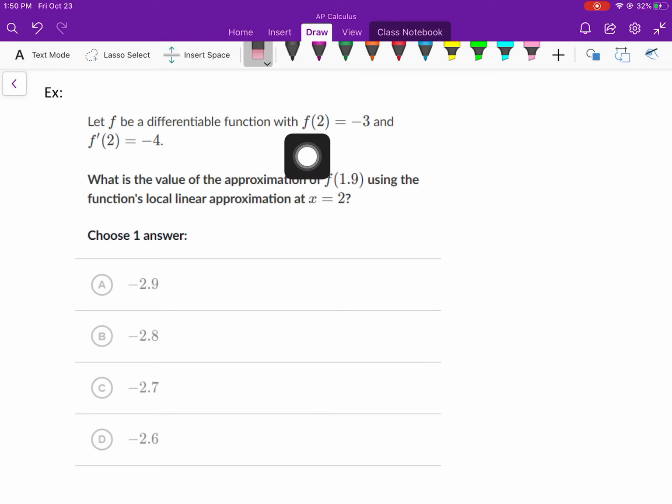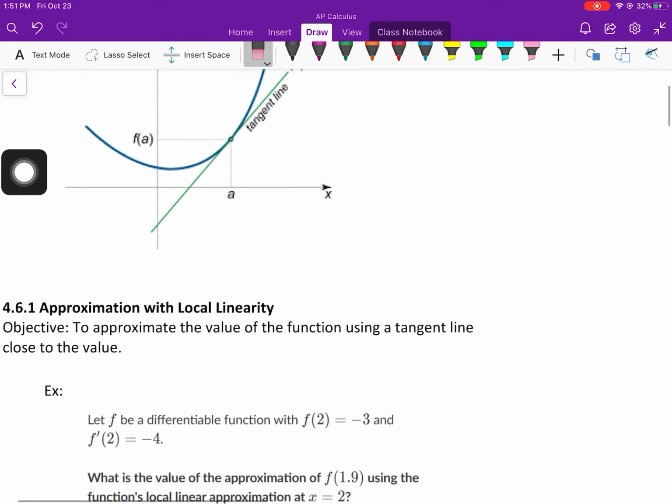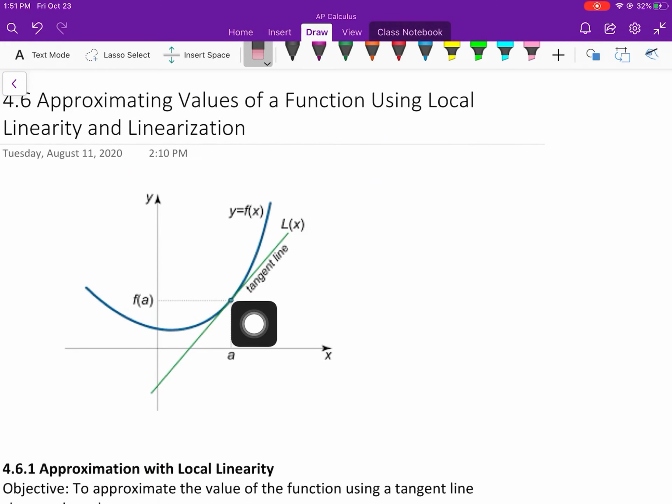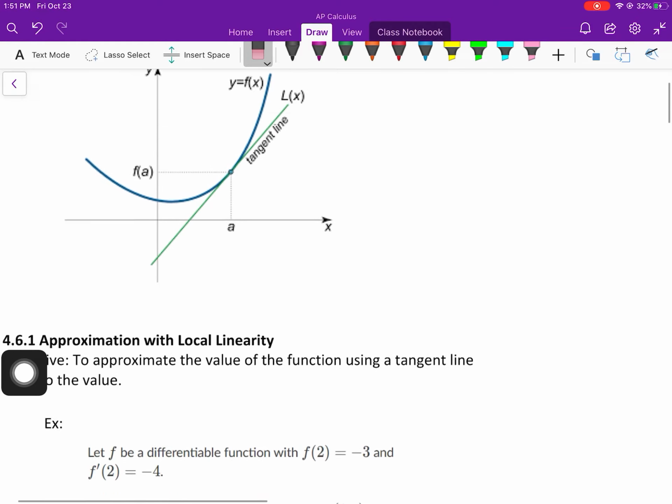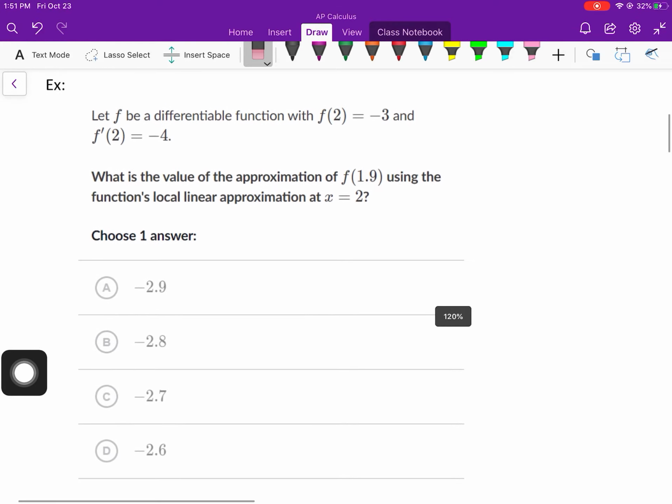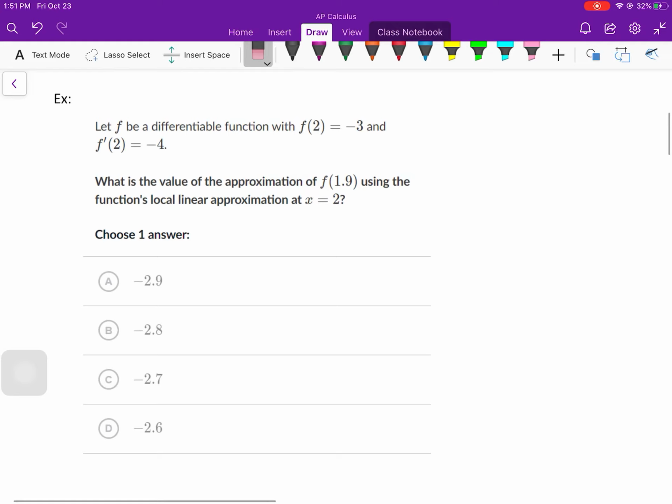Let f be a differentiable function with f of 2 equals negative 3 and f prime of 2 equals negative 4. So let's just say for some reason we know this information, and we want to estimate the value of f of 1.9. We don't know what f of x is, but we can approximate something close to when x is 2. Remember, we want it to be close to this value. If we go far off, it gets a little inaccurate. So we're going to create the equation of the tangent line at x equals 2.